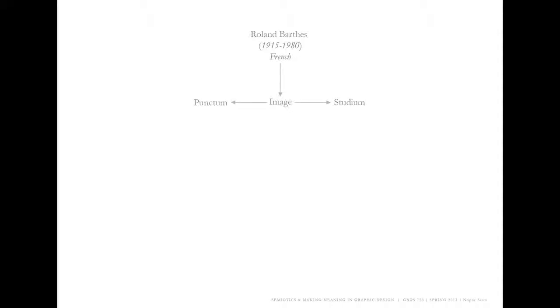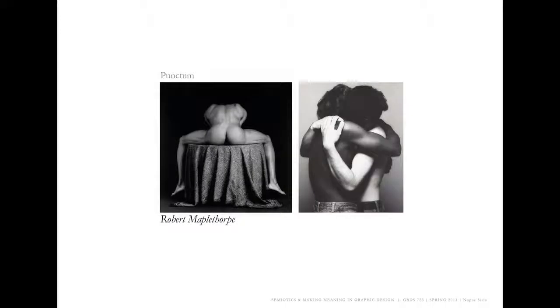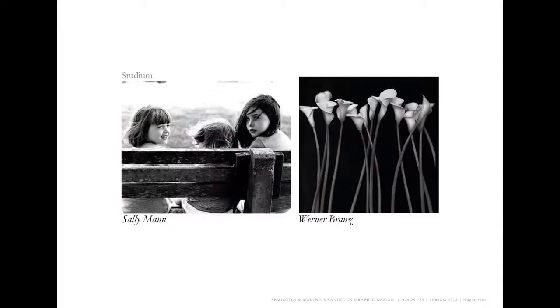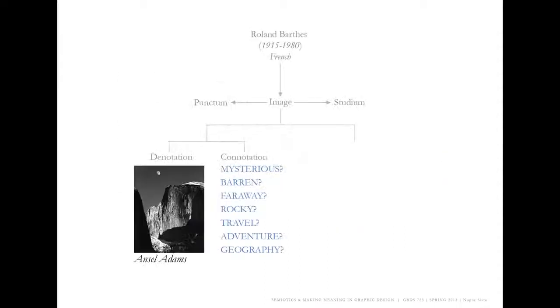Punctum represents a violent, sudden prick that shoots out of the image and pierces like an arrow. For example, these images by Robert Mapplethorpe. They exude a frank homoeroticism, which became controversial with regard to issues of obscenity and censorship in the art world. Studium, on the other hand, describes a polite interest in an image, a polite interest to understand and relate to the subjectiveness of the image.